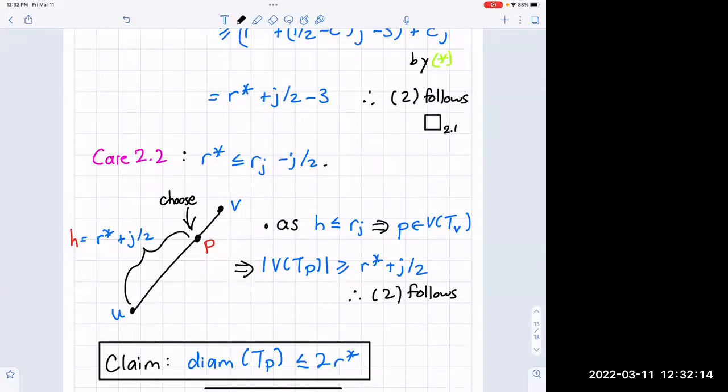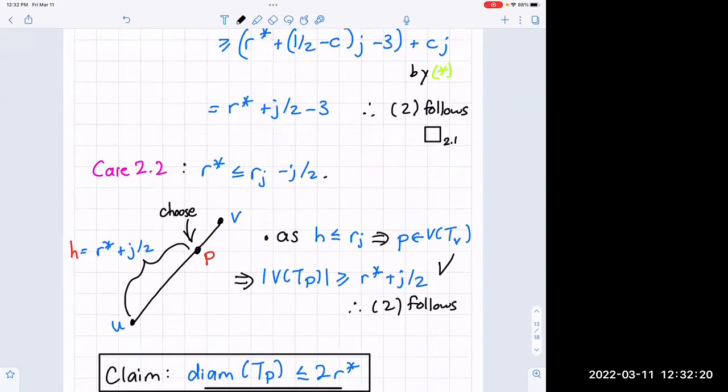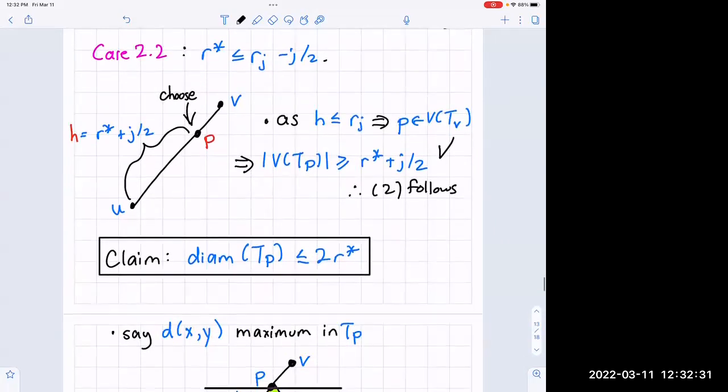Now, the order of TP is certainly the order of that path, right? So we have this, and so 2 follows. That part is very, very easy. It's just immediate in this subcase that the order is large enough. Where the subtlety comes is from looking at the radius. So how does that work? Well, we're going to claim that the diameter of TP is at most 2R star.